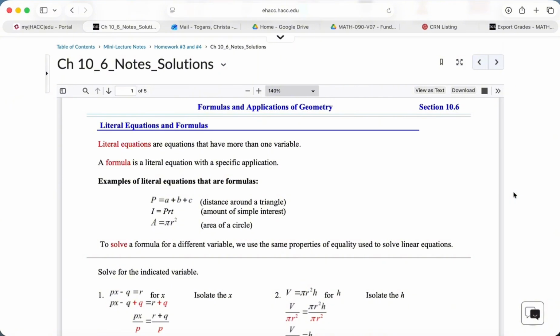What you have to keep in mind is that you're not going to have too many numbers in literal equations. Literal equations also mean something, and they usually represent formulas. So when you look at the examples, you have the distance around a triangle, which is the perimeter. You have an interest formula, okay? And then you also have an area of a circle. And notice that you have pi, which represents a number, but the other variables also represent numbers.